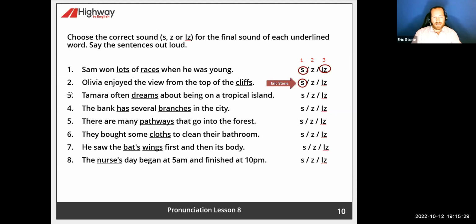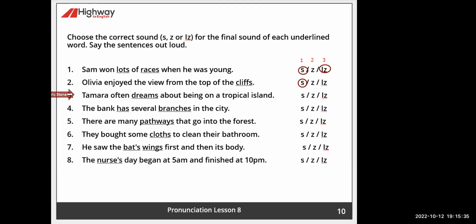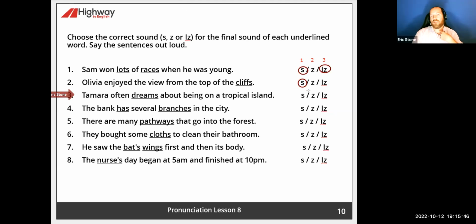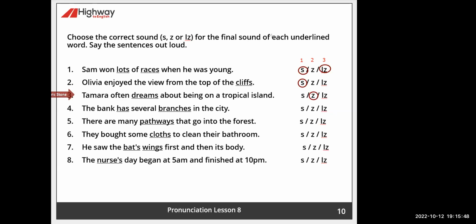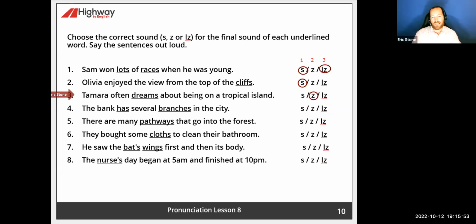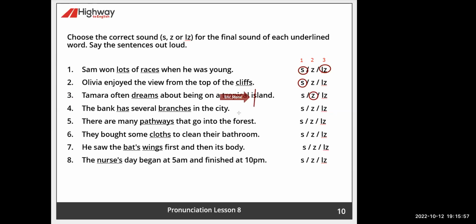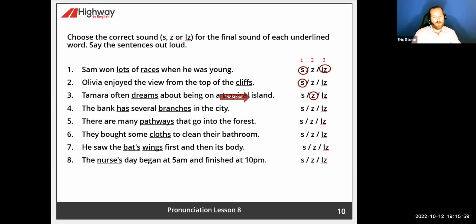Number 3. Tamara often dreams about being on a tropical island. Tamara often dreams about being on a tropical island. Dreams. Okay, it's the second one, z. Exactly, good. We need to make the sound here in the throat. Good job. Dreams. Quick note about this word: here, the letter s doesn't make any sound, so it's island. Okay, island. There you go. I don't know why, but that's the rule.